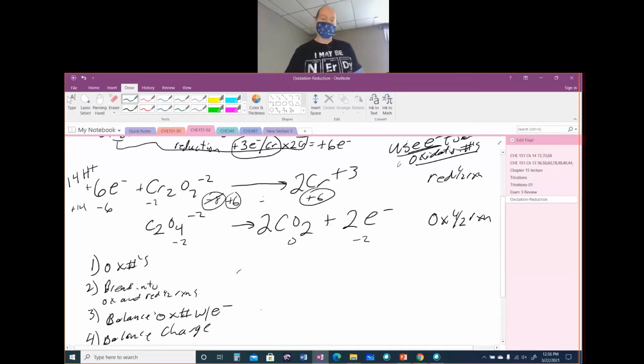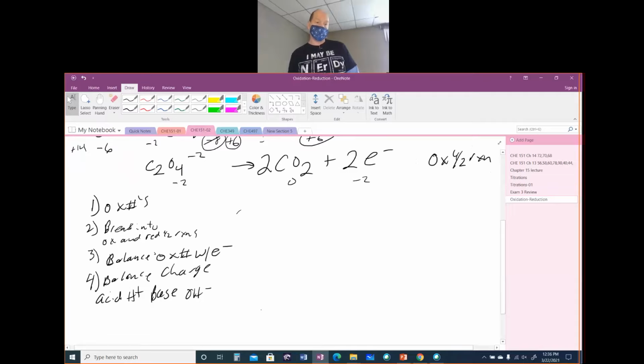All right, now step 5 is going to be to balance the hydrogens and oxygens using water. So we're going to do number 5, balance hydrogen and oxygen using water.